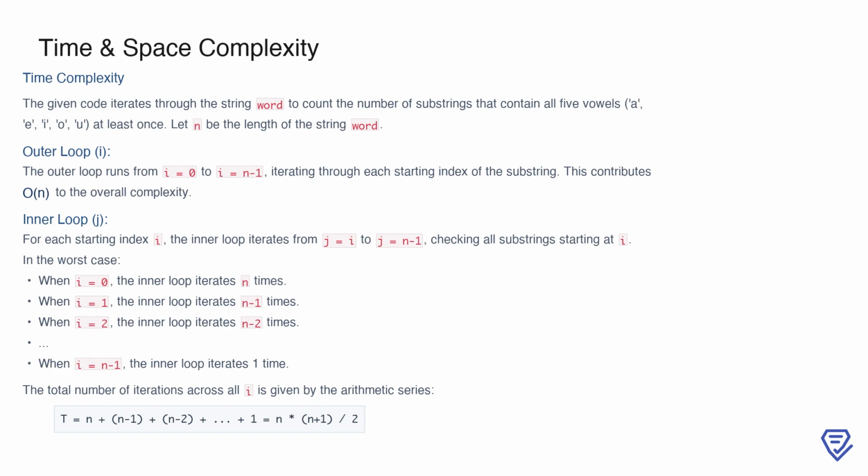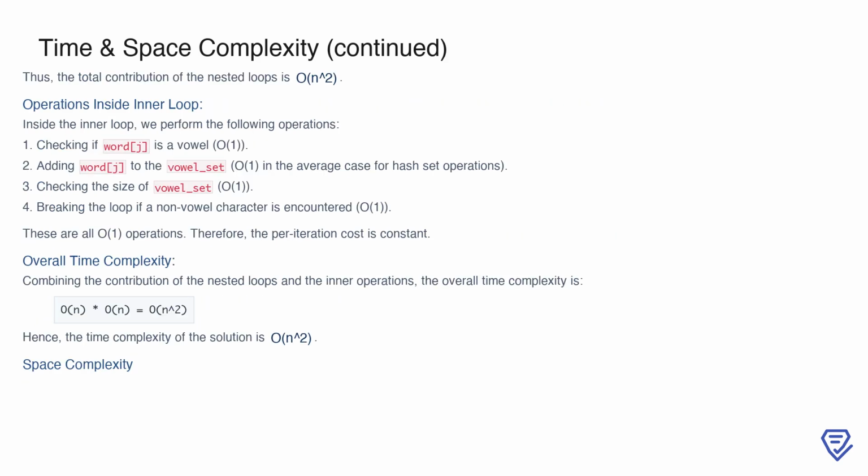The total number of iterations derived from the nested loops is proportional to the sum of the arithmetic series, which results in O(n squared). Additionally, within the inner loop, we perform several constant time operations. Checking if a character is a vowel, adding it to a set, verifying the size of the set, and breaking the loop if a non-vowel is encountered are all O(1) operations. This means that the cost per iteration of the inner loop remains constant. When we combine the O(n squared) contribution from the nested loops with the constant cost of the operations inside the loop, the overall time complexity of the solution becomes O(n squared).